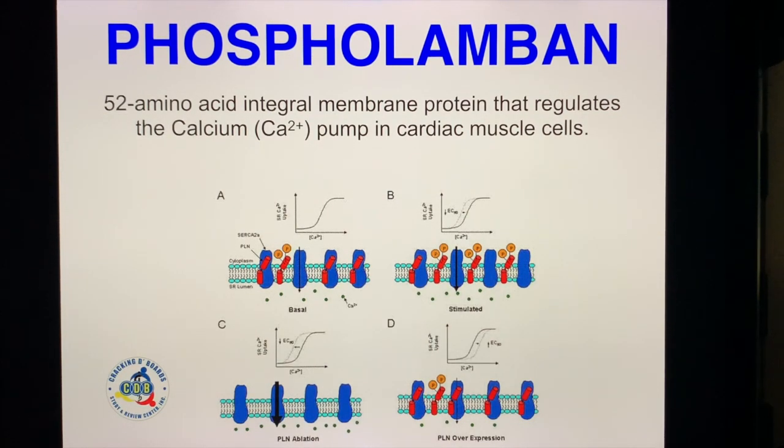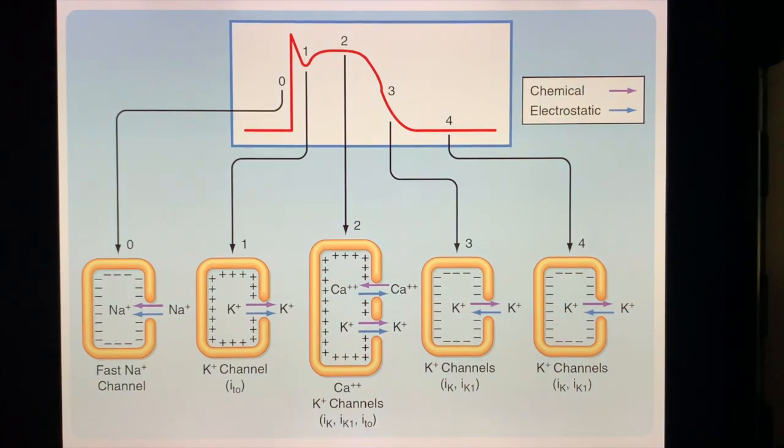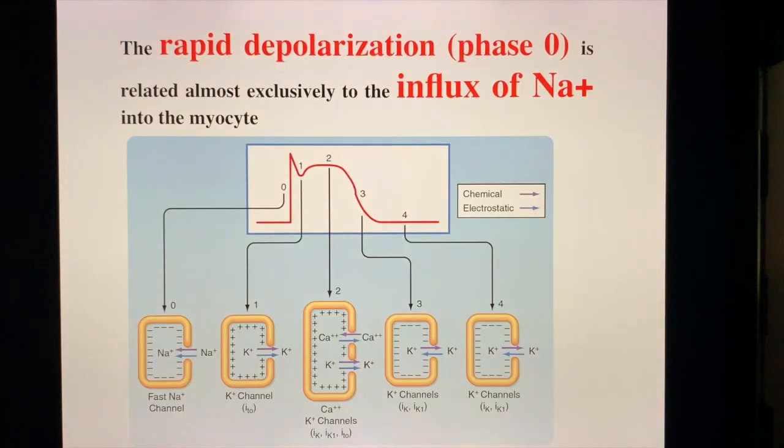It is a 52 amino acid integral membrane protein that regulates the calcium pump in your cardiac muscle cells. Now, let's quickly go over the cardiac cycle, where we have 5 phases. It starts with phase 0, phase 1, phase 2, phase 3, then phase 4. So let's go into quick detail.